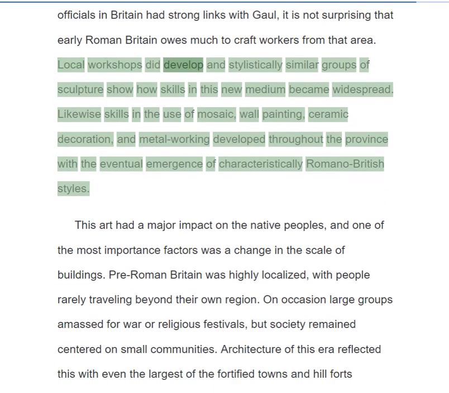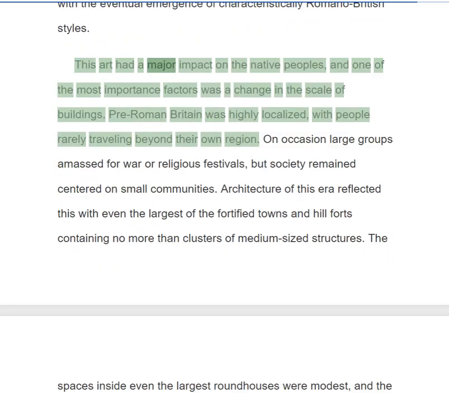Local workshops did develop, and stylistically similar groups of sculpture show how skills in this new medium became widespread. Likewise, skills in the use of mosaic, wall painting, ceramic decoration, and metalworking developed throughout the province with the eventual emergence of characteristically Romano-British styles. This art had a major impact on the native peoples, and one of the most important factors was a change in the scale of buildings.